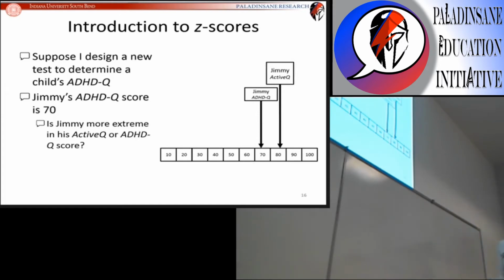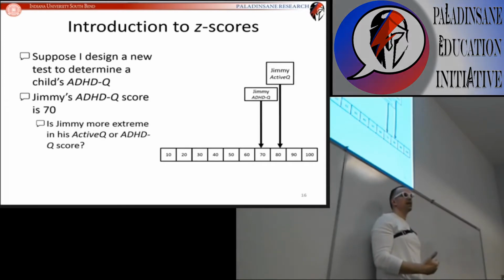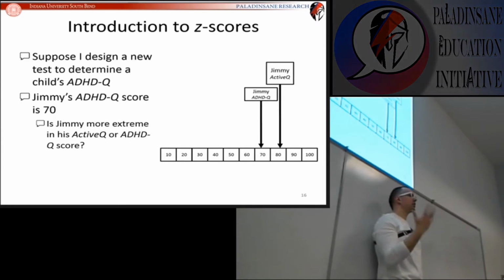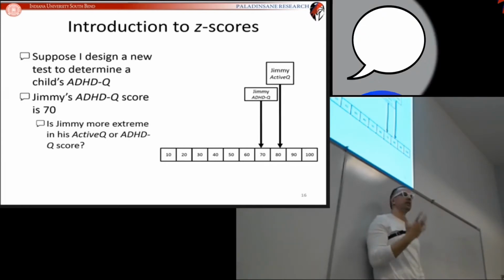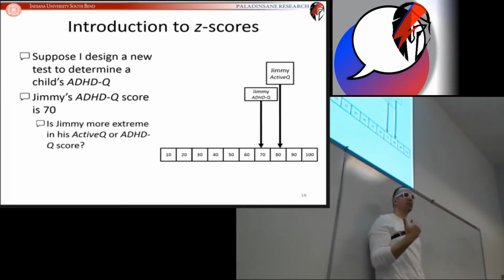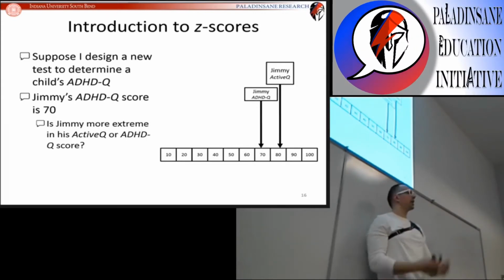And notice that intuitively, we would take a look at this and we would say, well, his active Q is 80, his ADHD Q is 70. You know, elementary school math tells us that 80 is bigger than 70, so the active Q must be the bigger issue. The active Q must be the more extreme score. But that is not the case, and that cannot be determined because those are two different scales. That is literally apples and oranges. So we need a way of, again, putting them into a similar context.